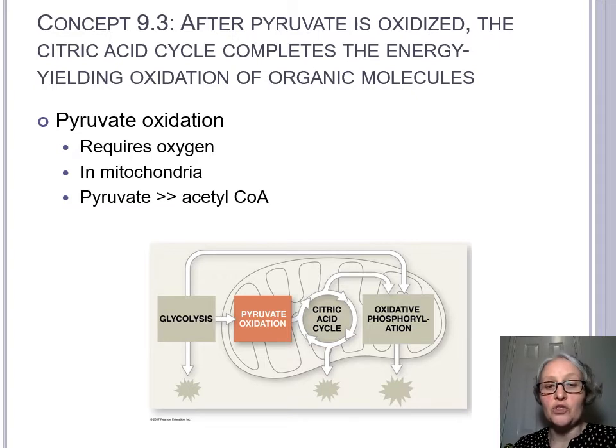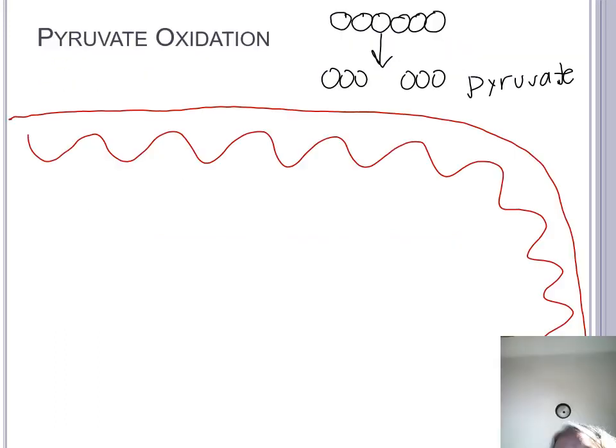Now that we're done with the first step of glycolysis, we want to move to the second step. So remember, the second step is pyruvate oxidation in the citric acid cycle. These are happening in the matrix of the mitochondria. These are going to require oxygen, and this is where we're taking those pyruvate molecules and we're changing them to acetyl-CoAs. Again, I'd like to try to draw this out for you.